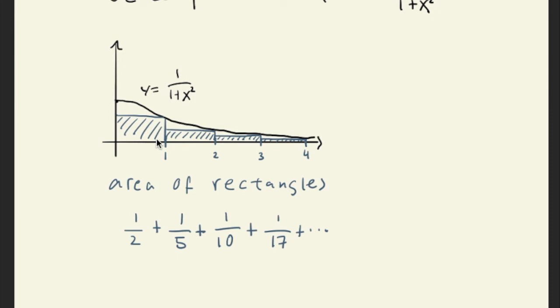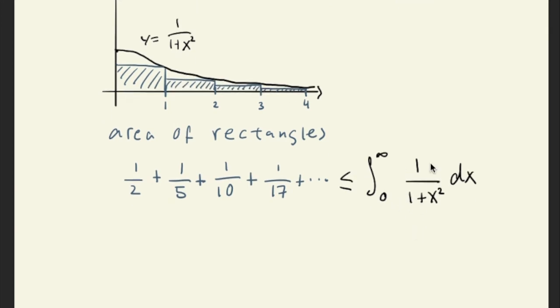From the picture, you can see that the areas of these rectangles, right? So I went up and then to the left because I wanted to stay under the area of my graph because I knew that the area would be finite. So this is smaller than the integral from 0 to infinity of 1 over 1 plus x squared dx. Now I just need to analyze this integral here.